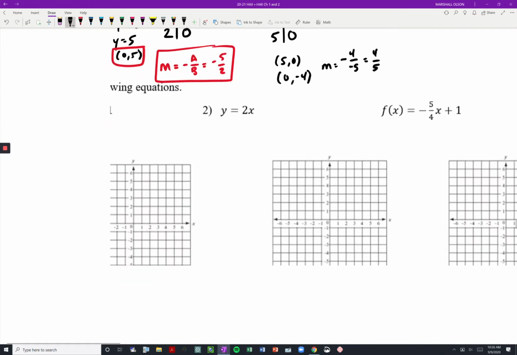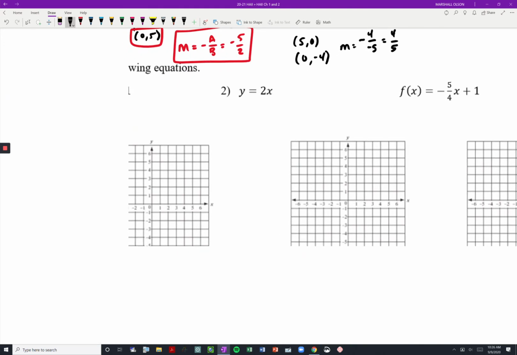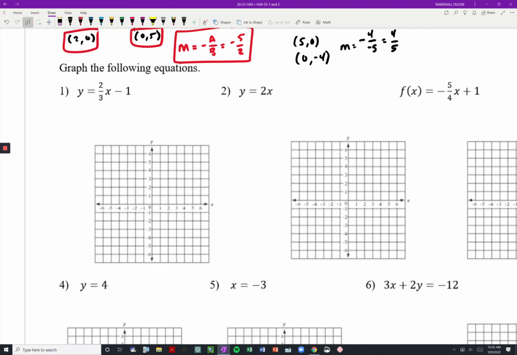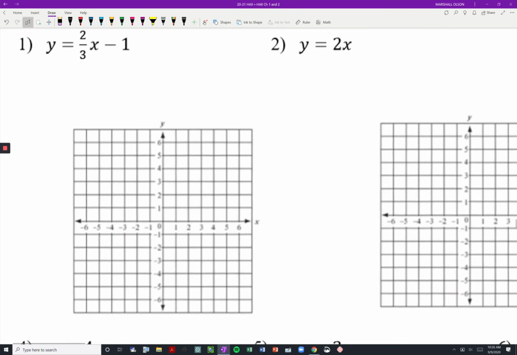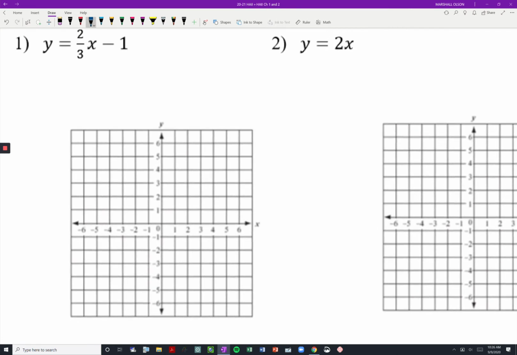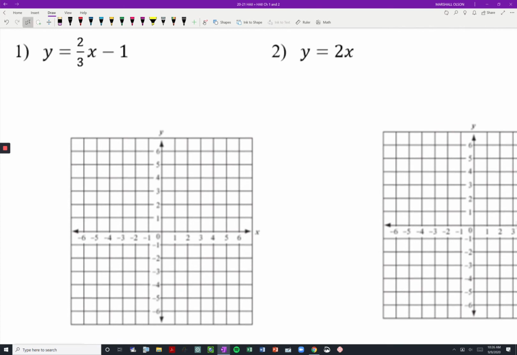All right, we're going to graph some equations down here. Some are in slope-intercept form, some are in standard. If you are good to go with slope-intercept form, you can fast forward through a few of these. This one here, and I don't even care if you write any notes down, but work as you're graphing stuff like this.